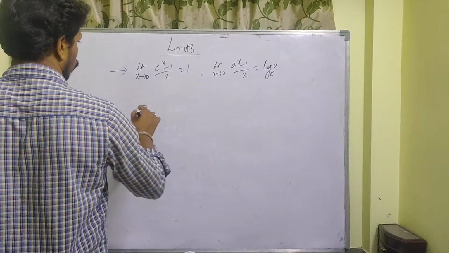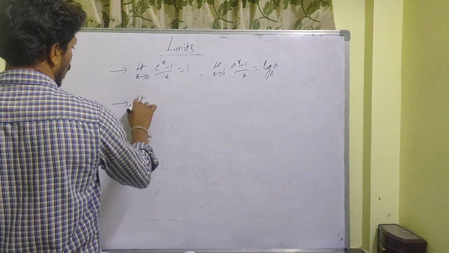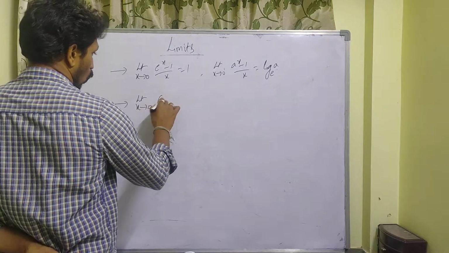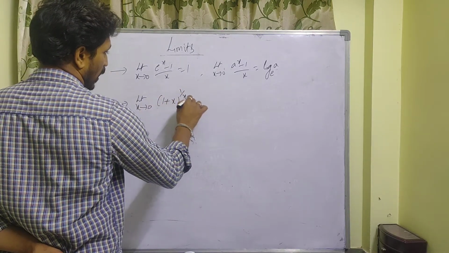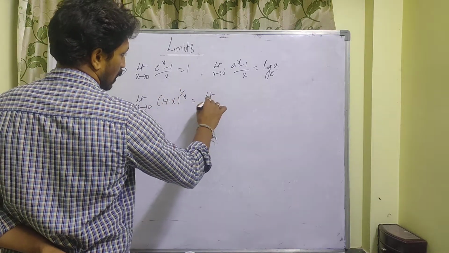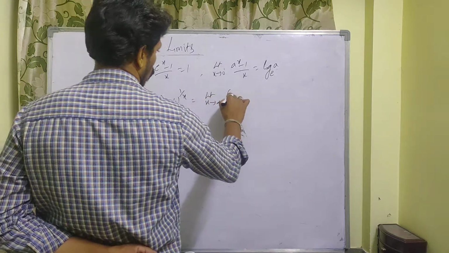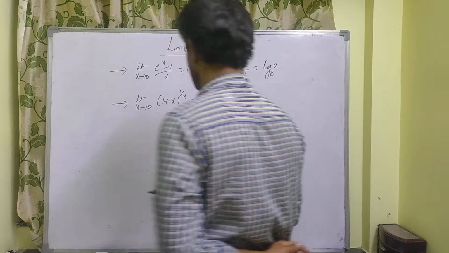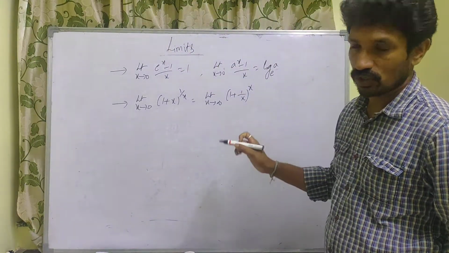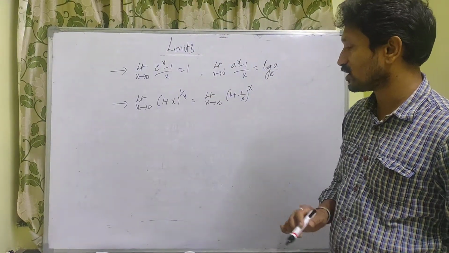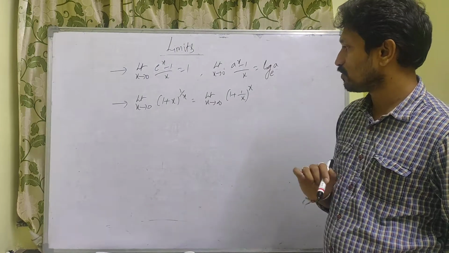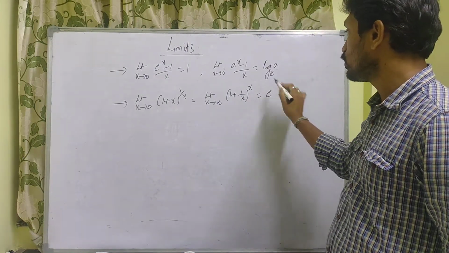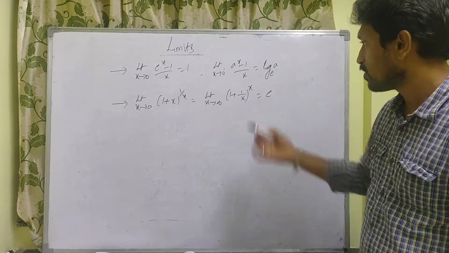Next one, limit x tends to 0, (1 plus x) whole power 1/x is equal to limit x tends to infinity (1 plus 1/x) whole power x. Limit x tends to 0, (1 plus x) whole power 1/x is equal to limit x tends to infinity (1 plus 1/x) whole power x is equal to e. Just remember the formulas.